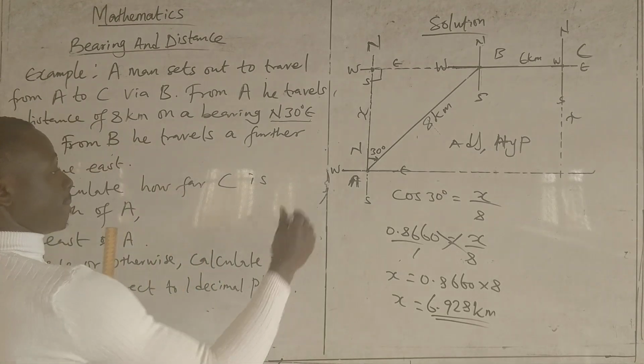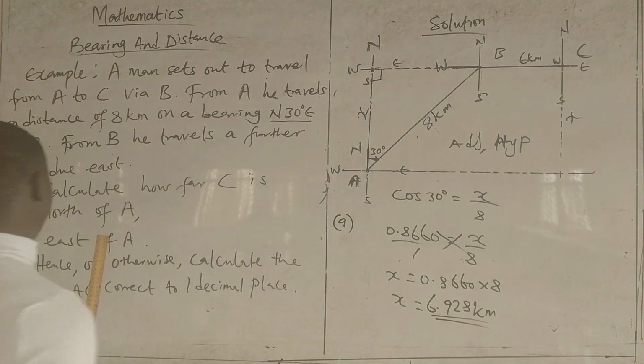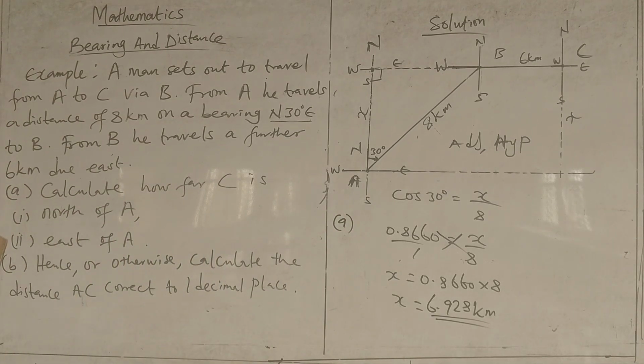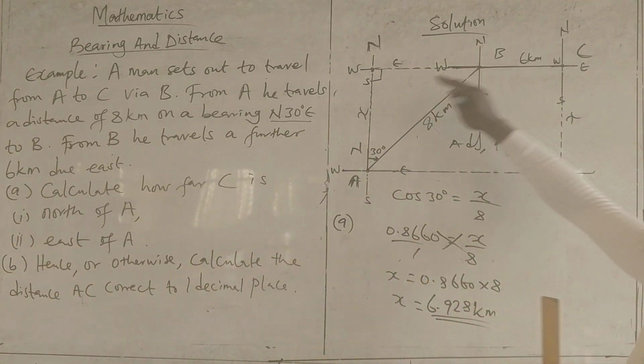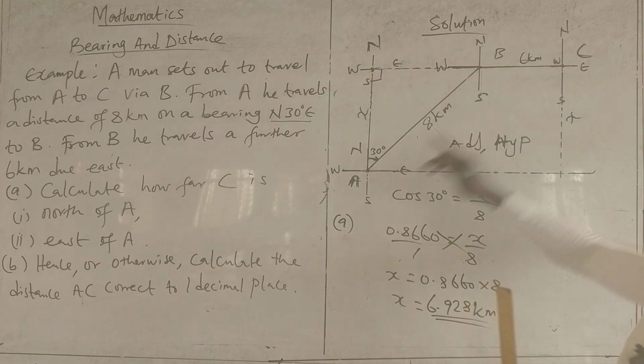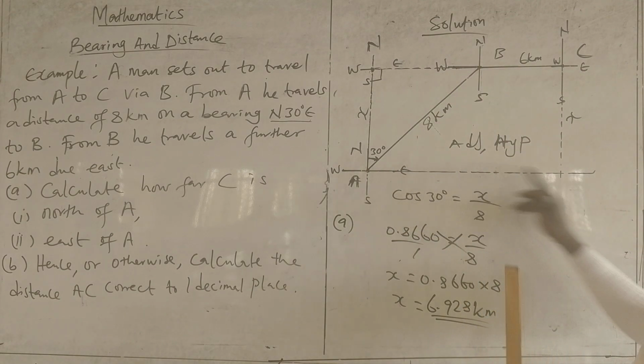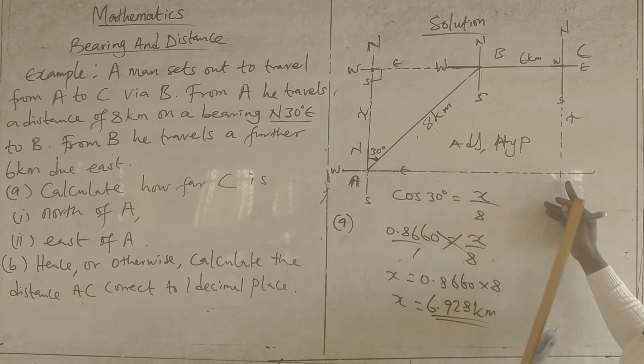So that's how far C is north of A. Then how far C is east of A. I think I've told you that before, we need from here to here. East of A is this way.